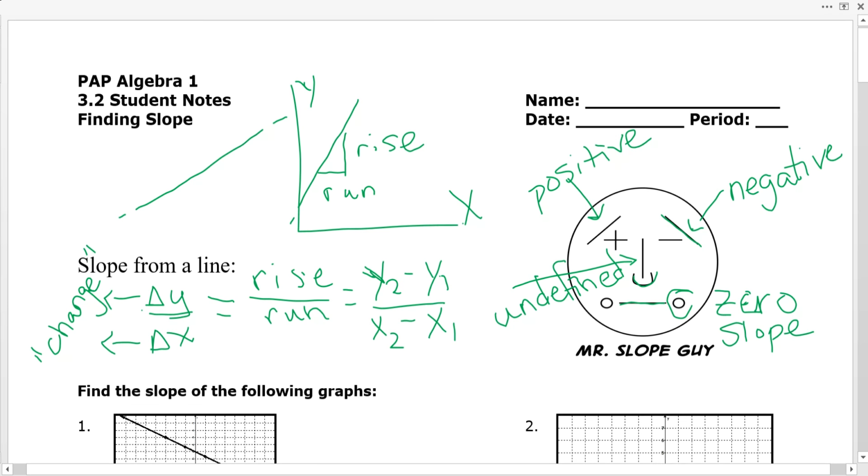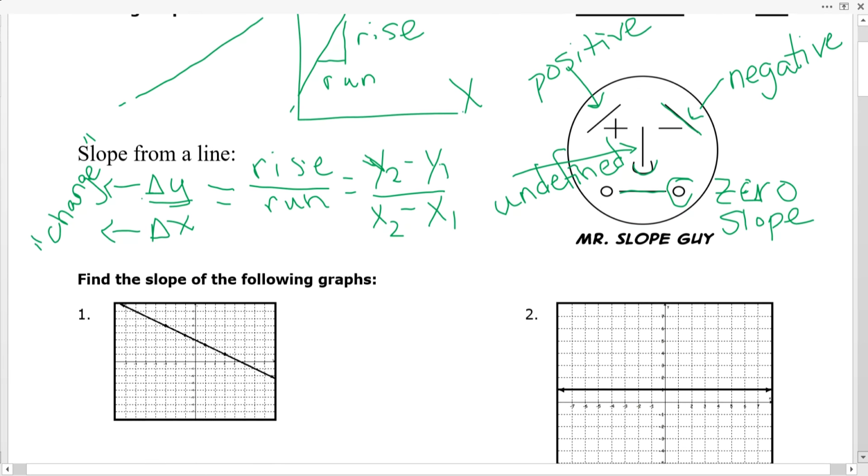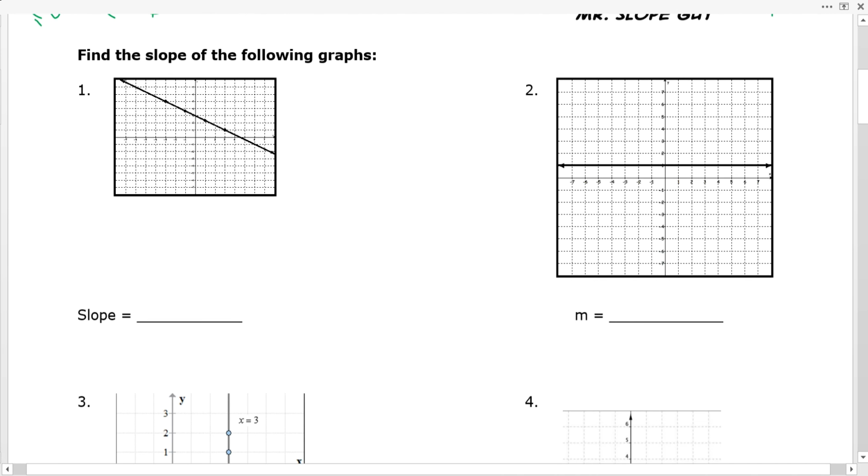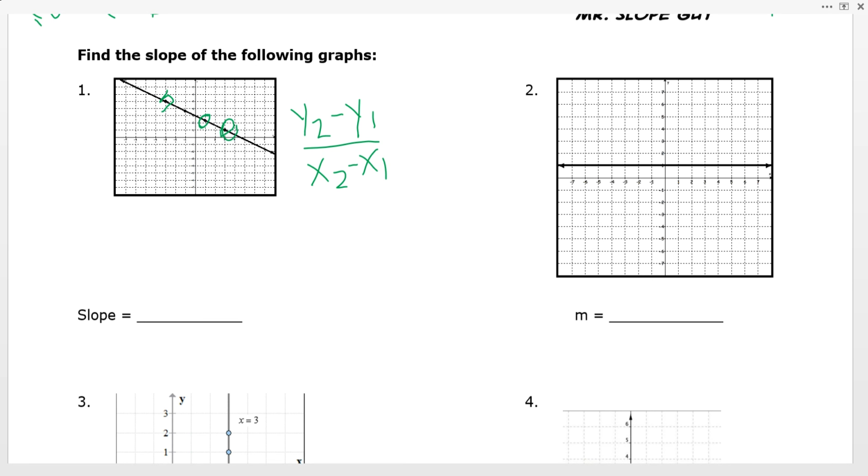Okay, so let's talk about how we would find the slope of these two graphs that we have right here. We're looking for y2 minus y1 over x2 minus x1. So we find these points and we call them perfect points. Perfect points are exactly where two lines cross. So this is a perfect point, this is a perfect point, this is a perfect point. You don't want to pick points in between whole numbers because that just makes finding the slope more difficult for you.